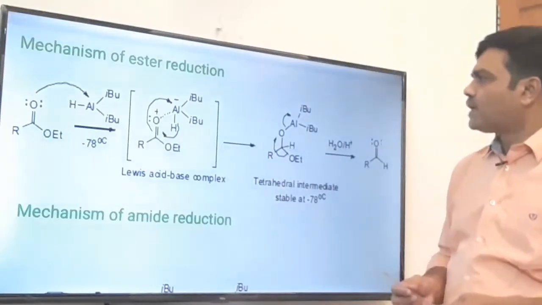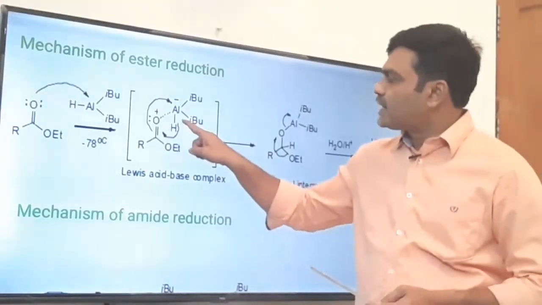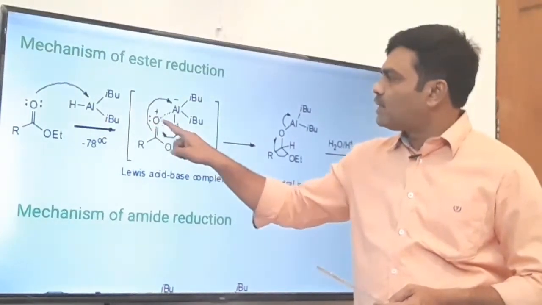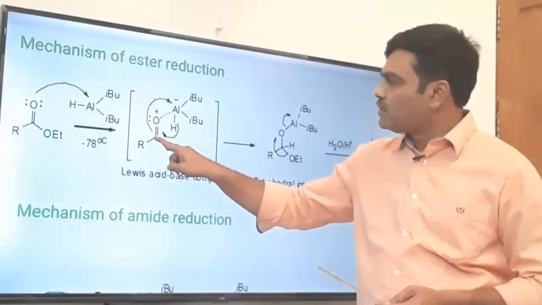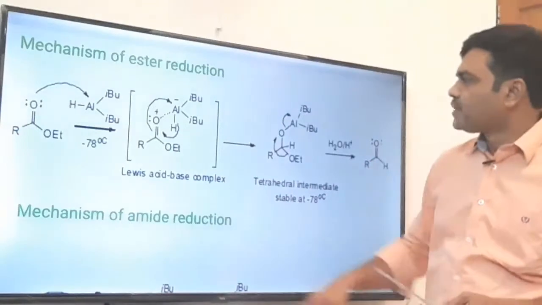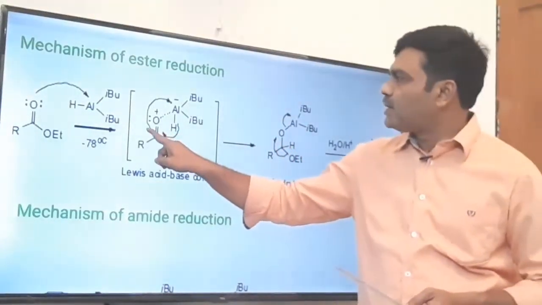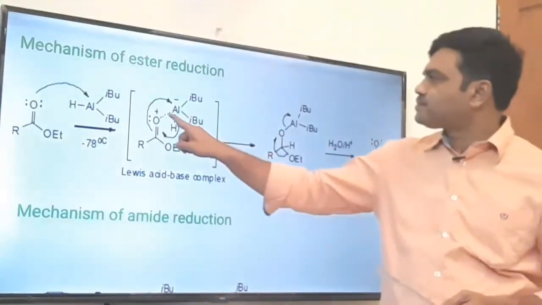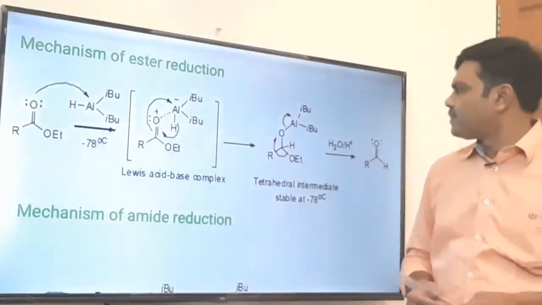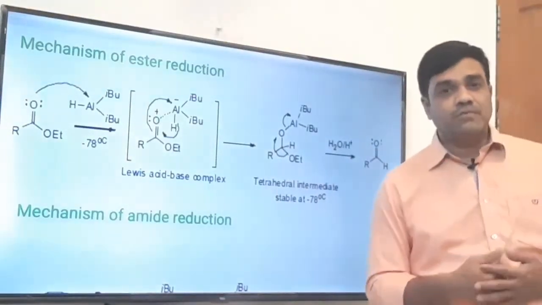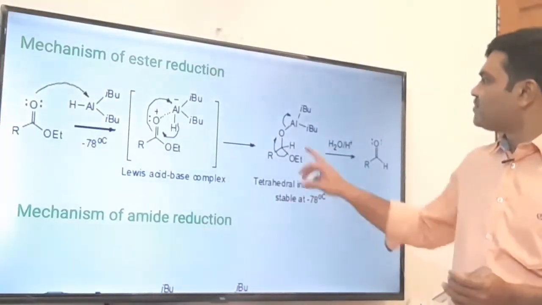And in the next step, the hydride ion transfer takes place to the carbon. So the opening of the pi bond and the hydride ion transfer to the carbonyl carbon take place simultaneously. So you can clearly see the C-H bond formation, and these pi bonded electrons open up here, and we get this one, that is alkoxy diisobutyl aluminum. This is the alkoxy group.